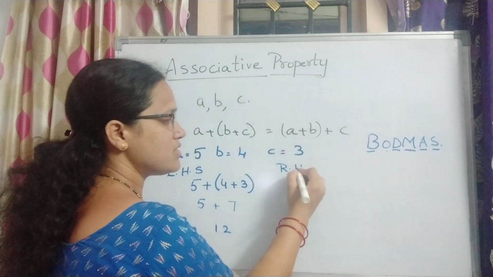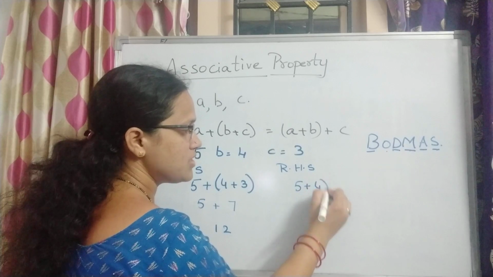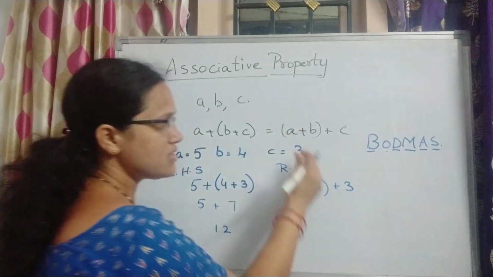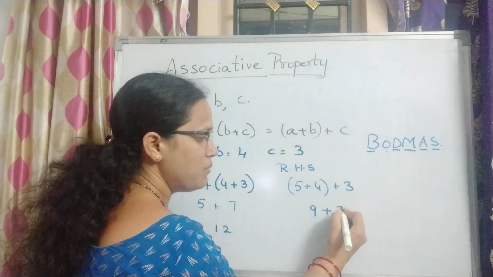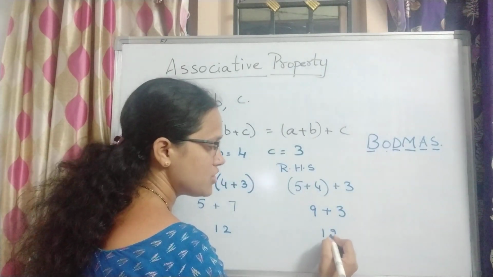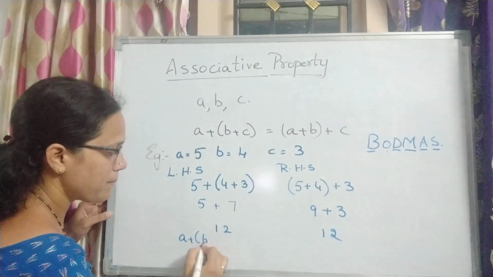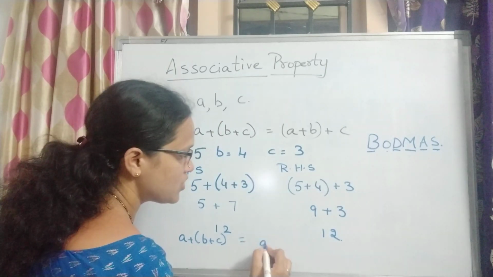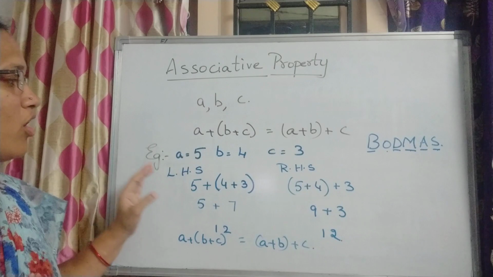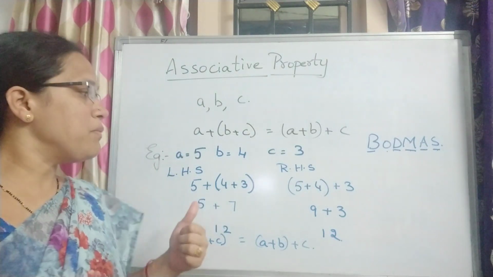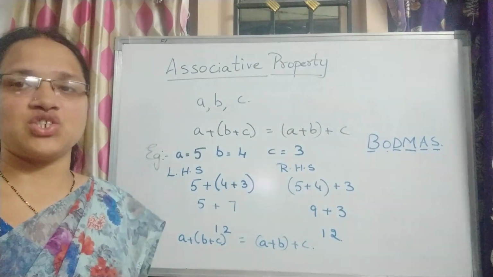Now take the right hand side. When you take the right hand side, 5 plus 4 plus 3. Is this the order? Yes. So 5 plus 4 is 9. 9 plus 3 is how much? 12. So that means, therefore, (A plus B) plus C is equal to A plus (B plus C). That means for the given integers where A, B, C values are given, the associative property is satisfied under addition.